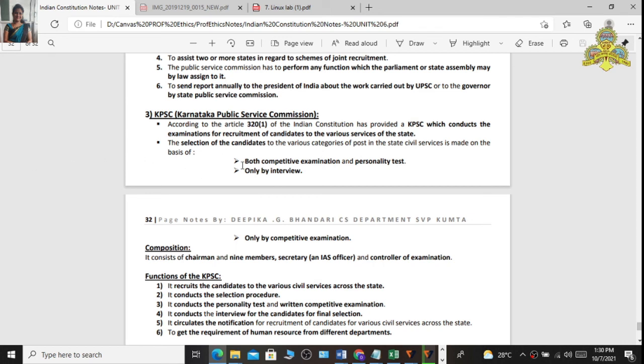The selection of the candidates to the various categories of post in the state civil services is made on the basis of both competitive examination as well as personality test. Second one, only by interview. And third one is only by competitive examinations. Okay, Article 320 tells that the Constitution of India has provided a Public Service Commission to every state which conducts the examinations for recruitment of the candidates to the various services of the state.